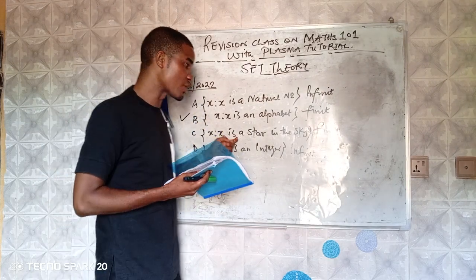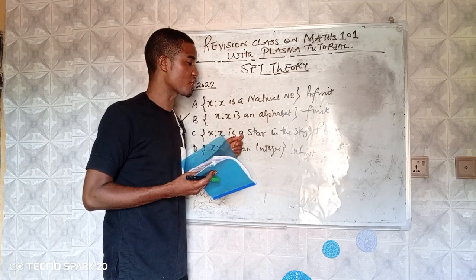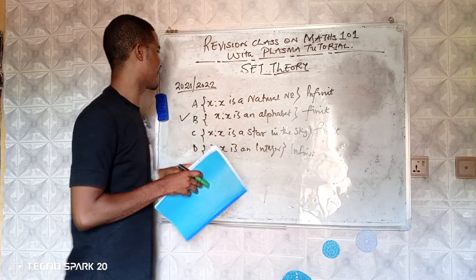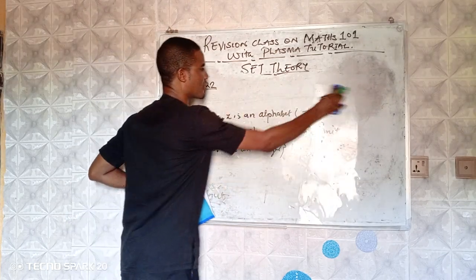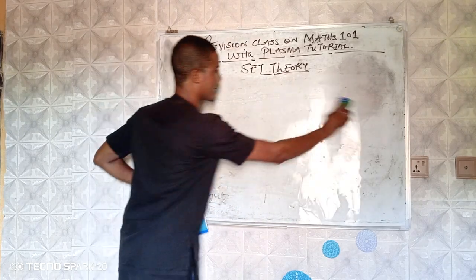However, this is also a finite set. Stars in the sky is also a finite set. Okay, these are infinite and these are infinite. I believe we understood that. Okay, that question seems to be confusing, but I thank God for giving us the wisdom to thrash it out.